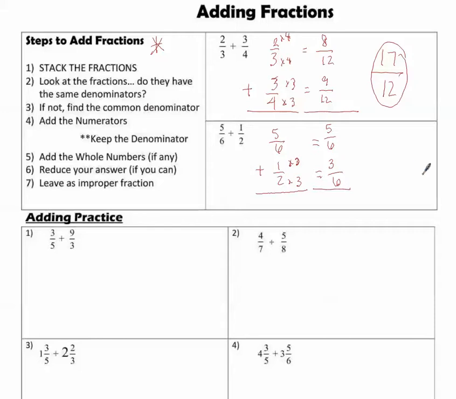Step 4, add your numerators, keep your denominators. 5 plus 3 is 8. Keep the denominator of 6. These are both even, so they're both divisible by 2. 8 divided by 2 is 4. 6 divided by 2 is 3. This does not reduce anymore, so that is your final answer. Leave it an improper format.